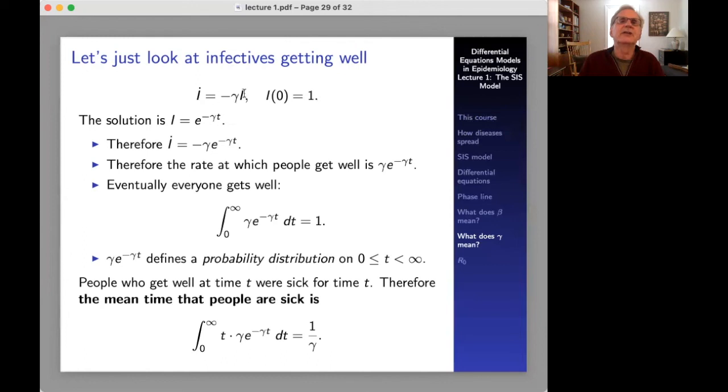I dot is minus gamma I. And for simplicity, let's assume that we start with everybody infected and people are just going to get well at this rate minus gamma I. So this is an initial value problem, a differential equation with an initial condition. The solution happens to be I equals e to the minus gamma t.